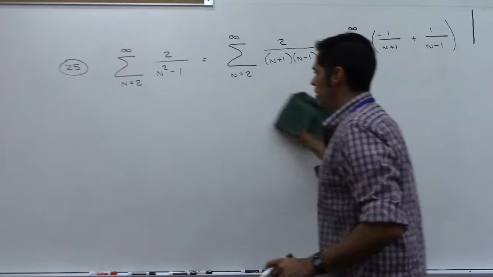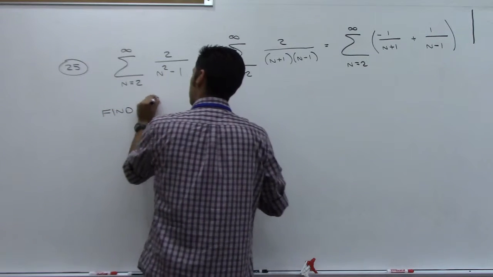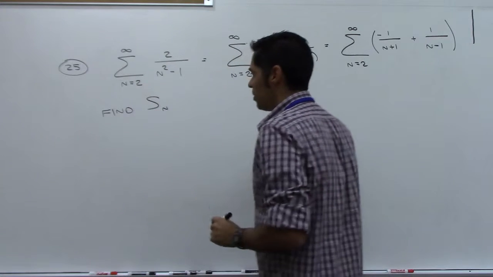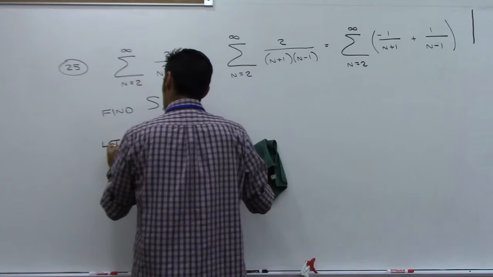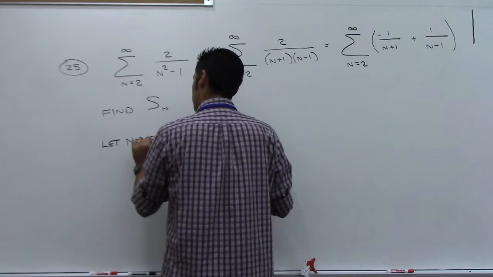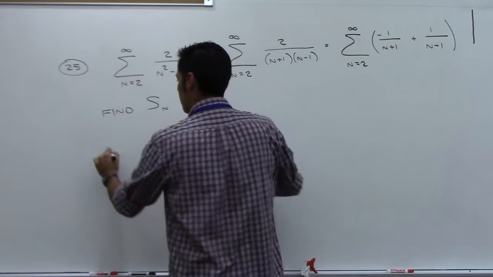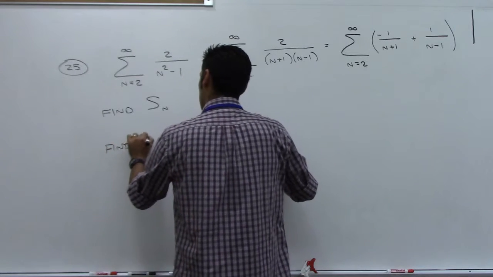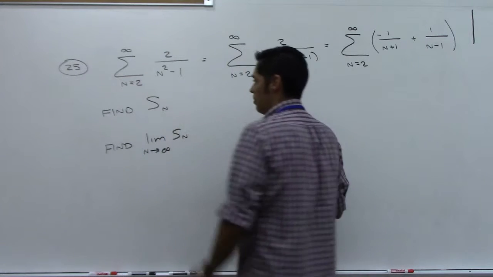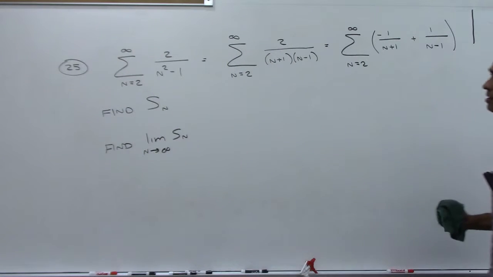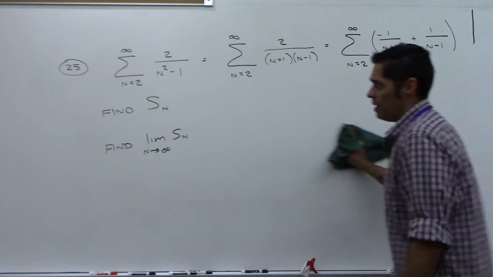You first find S sub n, which is the nth partial sum. Once you find out what that is, then you let n go to infinity. Or in other words, you find the limit as n goes to infinity of that nth partial sum. So we've got two steps here, all right? So let's do the first step. Let's find S sub n.